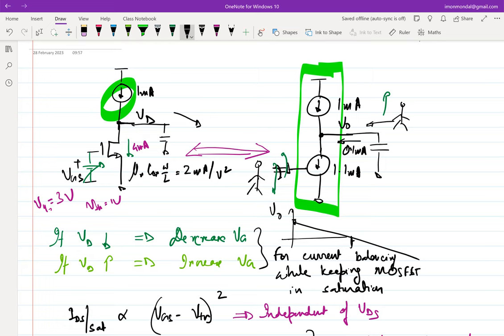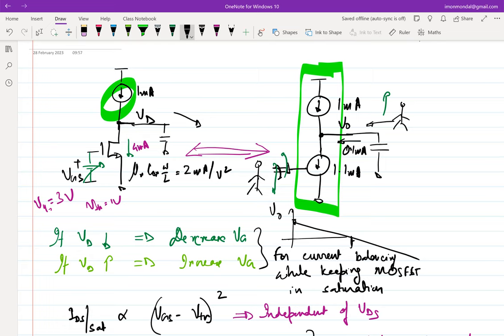So if VD is decreasing, what is the conclusion? It is moving towards the linear region, right? So I don't want that. If it's moving towards the linear region, I don't want that. What should I do? I have to decrease the VG, right?